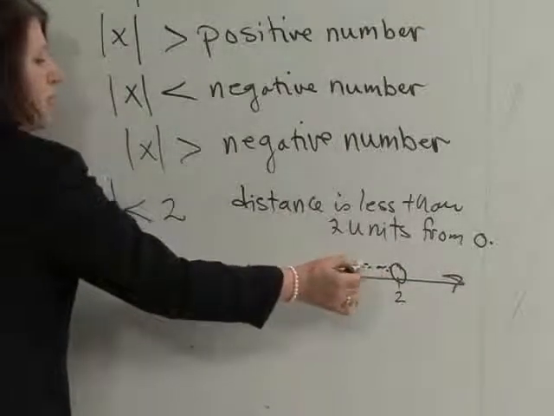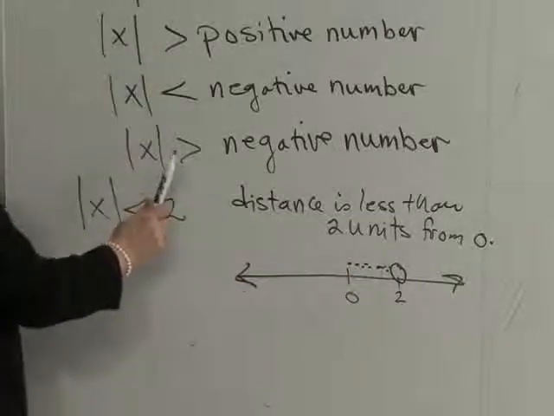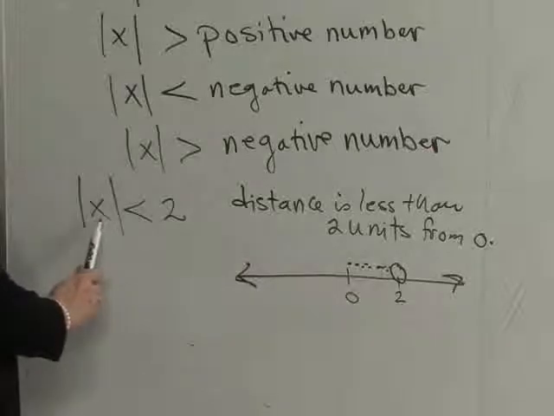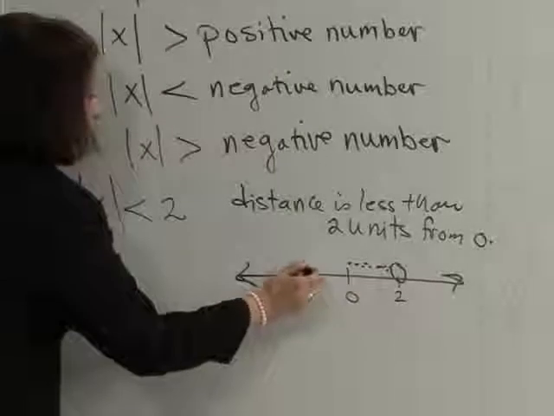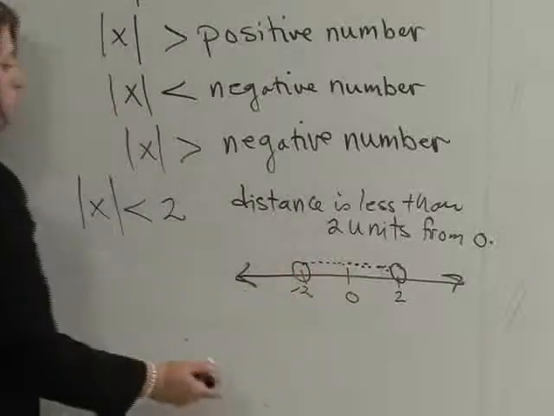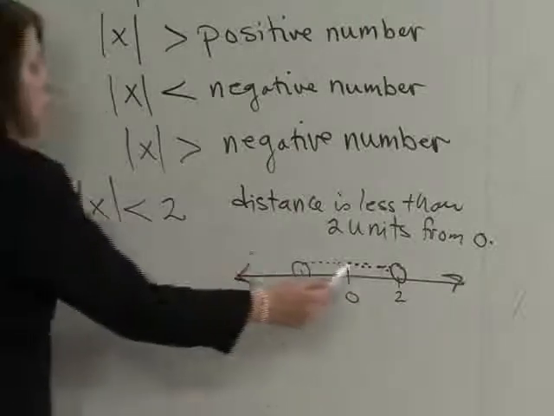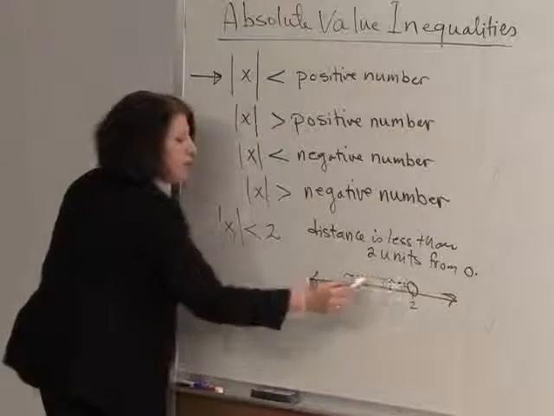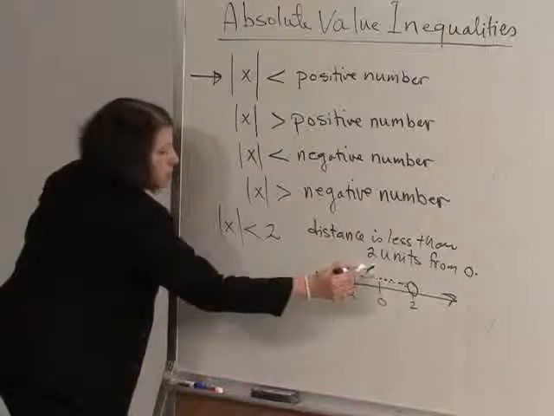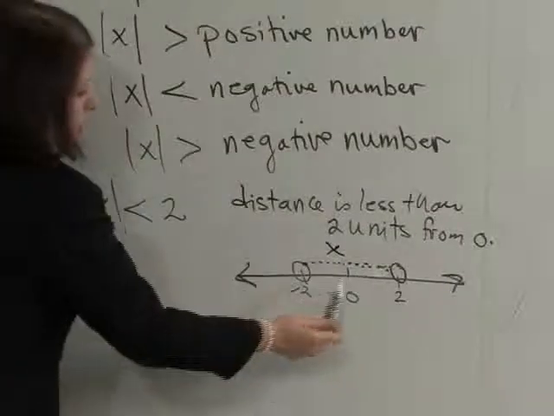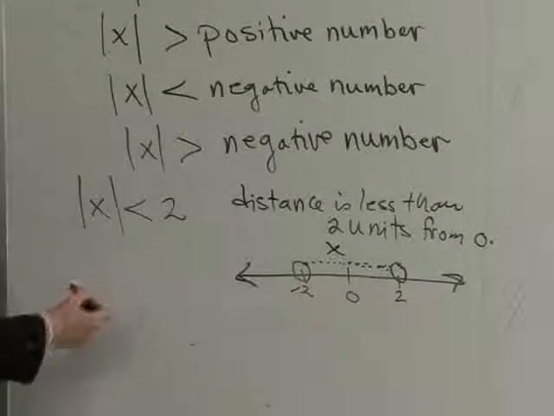Any number you pick between 0 and 2 is less than 2 units from 0, so it satisfies this inequality. But also, if you go to -2 and you choose a number between -2 and 0, you'll find the distance is less than 2 units from 0 as well. So we can take any number in between those two. Any number between -2 and 2, not including -2 and 2, would be a solution to this inequality.